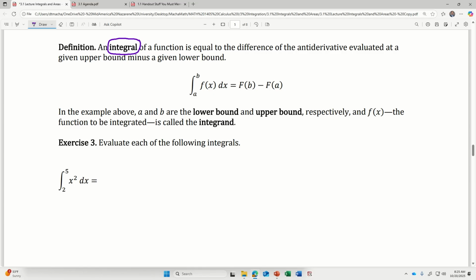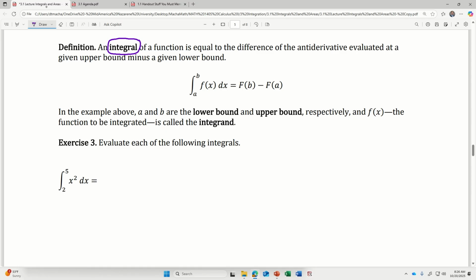And so what you're going to do to evaluate an integral when you see an integral is you're going to say, all right, take the antiderivative of the stuff on the inside. The stuff on the inside is sometimes called the integrand. And so I take the antiderivative of this, and then I evaluate that at the upper bound, and I evaluate that at the lower bound, and I subtract. So I can find the difference between those. You'll see what I mean here. Let's do this little example.